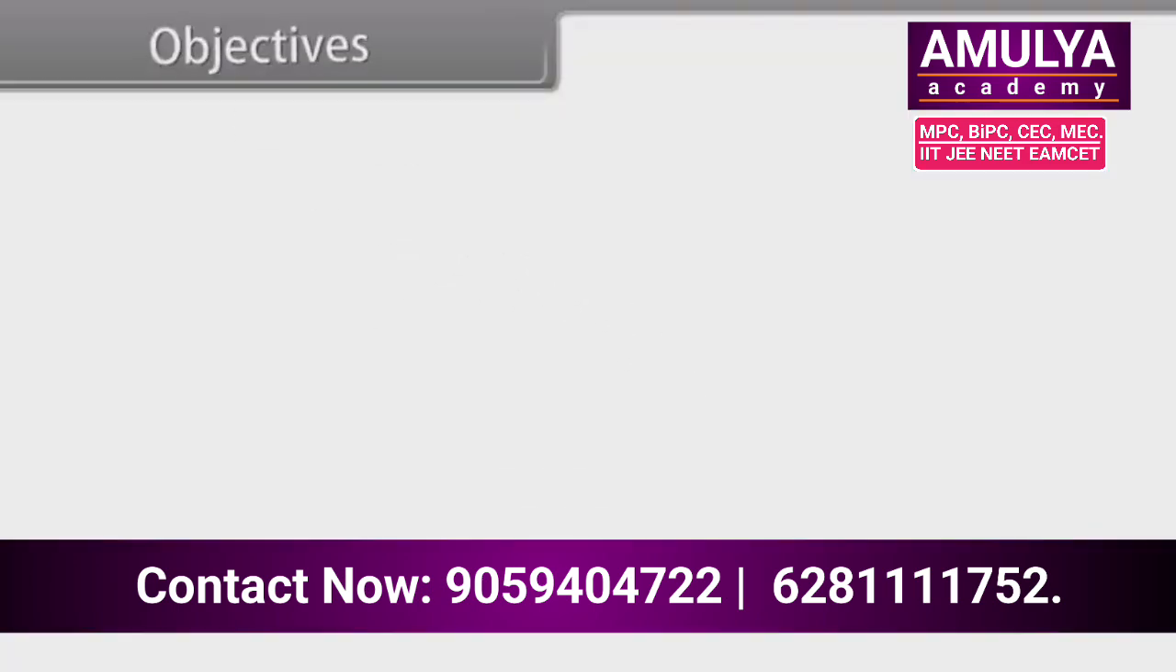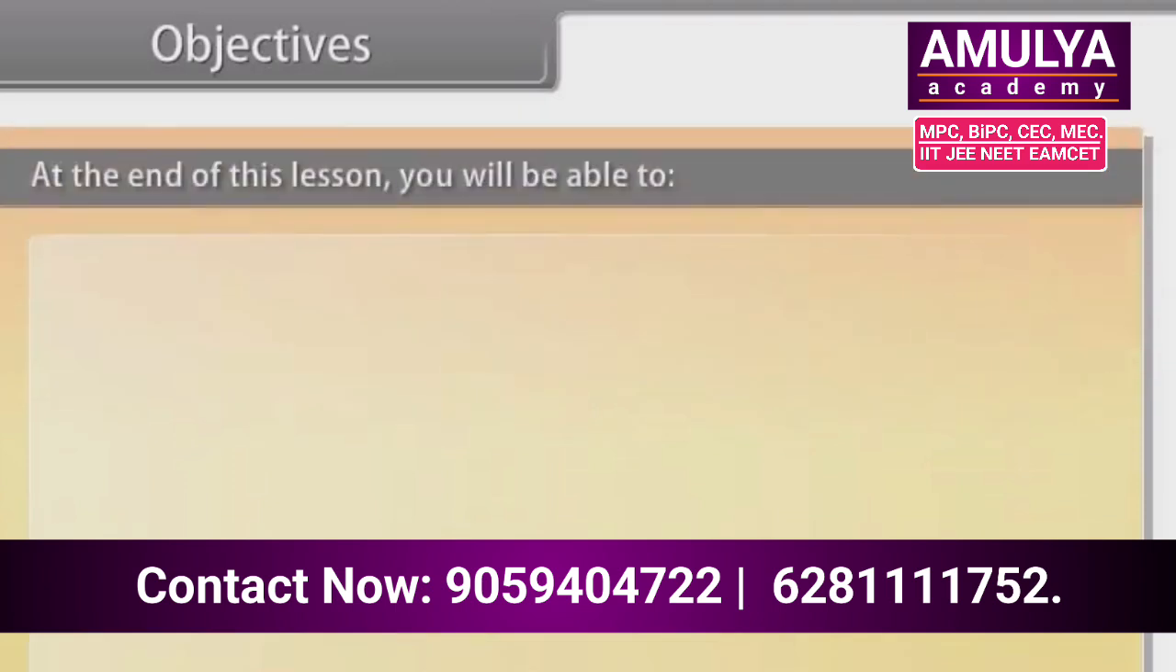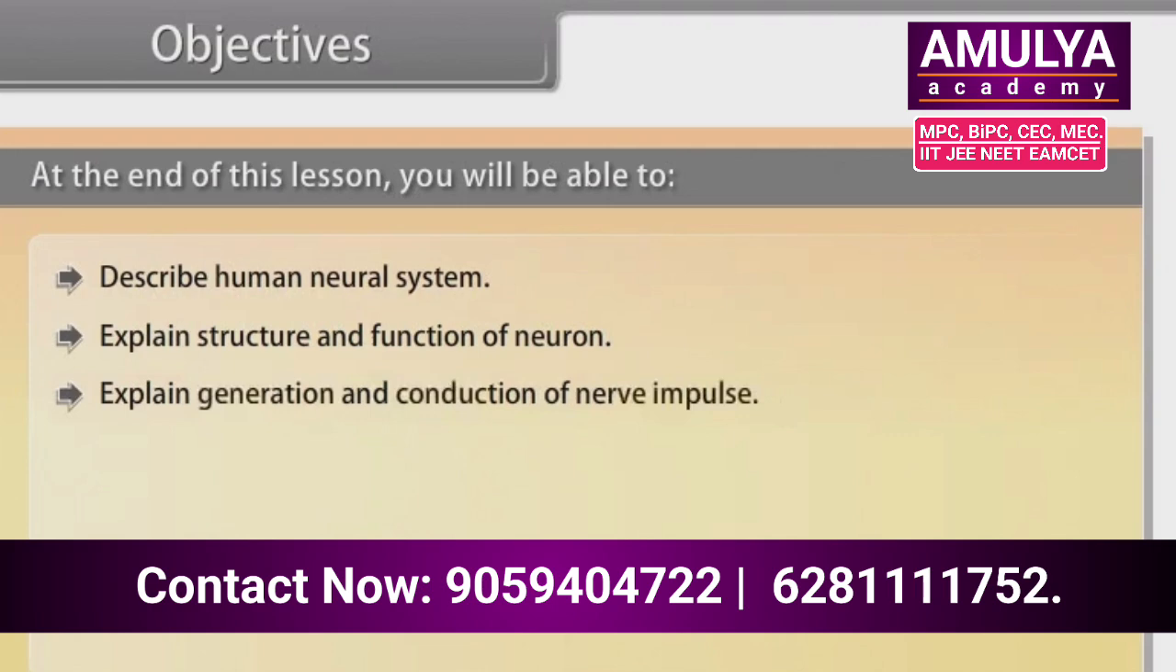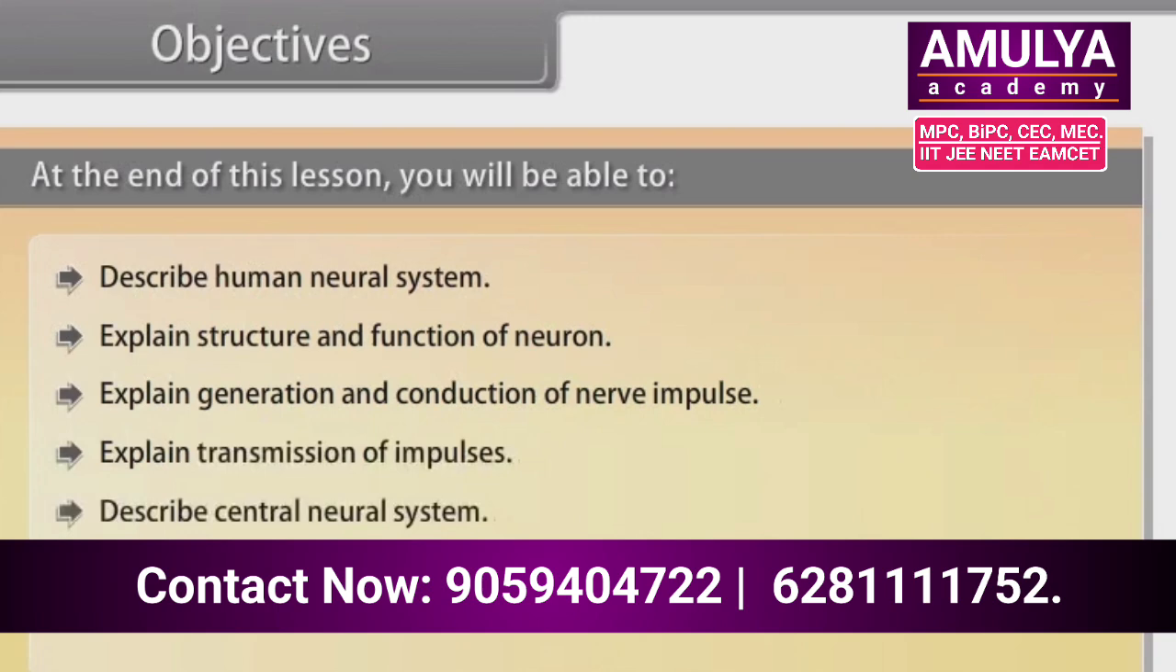Objectives. At the end of this lesson, you will be able to describe the human neural system, explain structure and functions of neuron, explain generation and conduction of nerve impulse, explain transmission of impulses, describe central neural system, explain reflex action and reflex arc, explain structure and working of human eye and human ear.